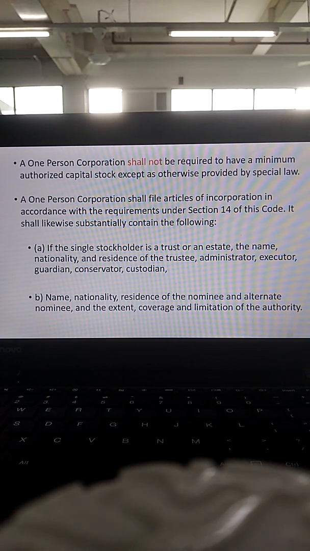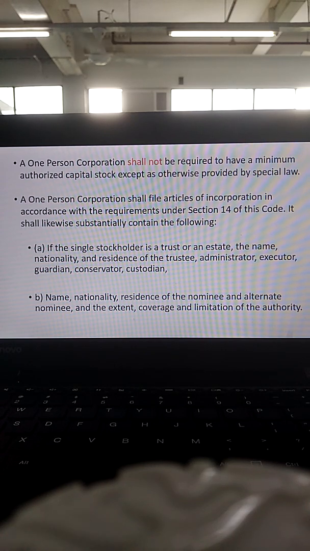Okay? And in the next bullet, a one-person corporation shall file articles of incorporation in accordance with the requirements under Section 14 of this code. Okay? So meaning you need to follow as well the Section 14. Now, it shall likewise substantially contain the following. Okay? So you need also to include itong mga na-mention dito, when you are filing or applying for a one-person corporation.